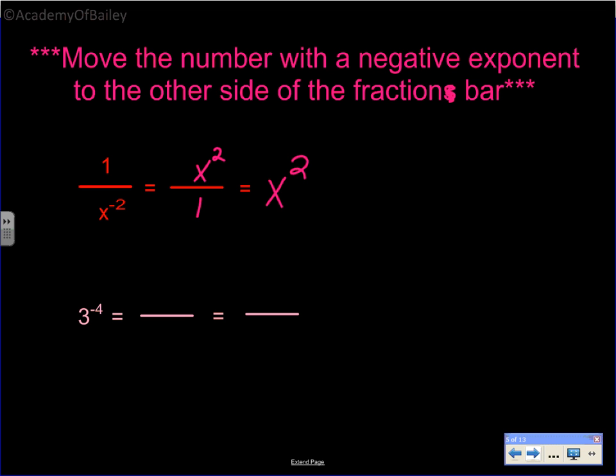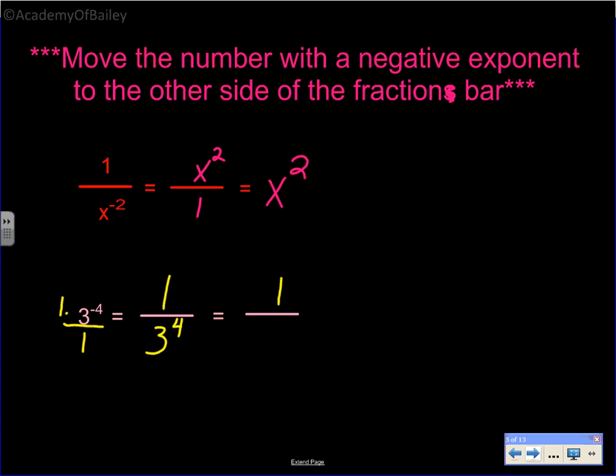Let's look at the second example down there. 3 to the negative fourth power. Well, if we have 3 to the negative fourth power, we have to move it to the other side of the fraction bar. Well, it's got to have a fraction bar first, so you put it over 1. If 3 to the negative fourth is on top of the fraction bar, the other side would be to move it to the bottom. And since it's on the bottom, there was nothing on top. So if there's nothing there, remember, it's just like 1 times 3 to the negative fourth on top. That 1 is on top.